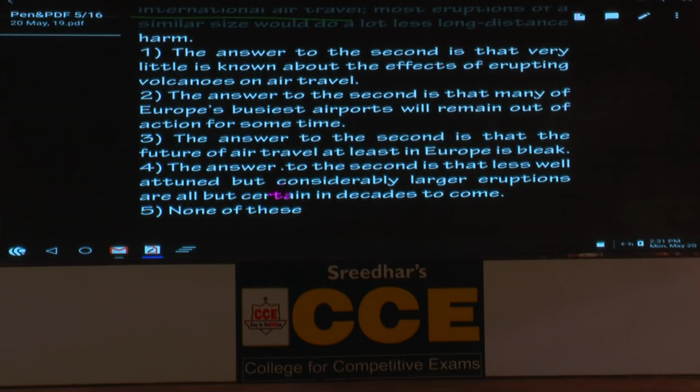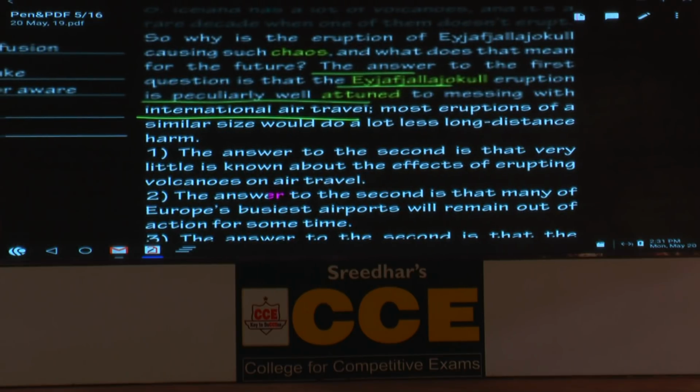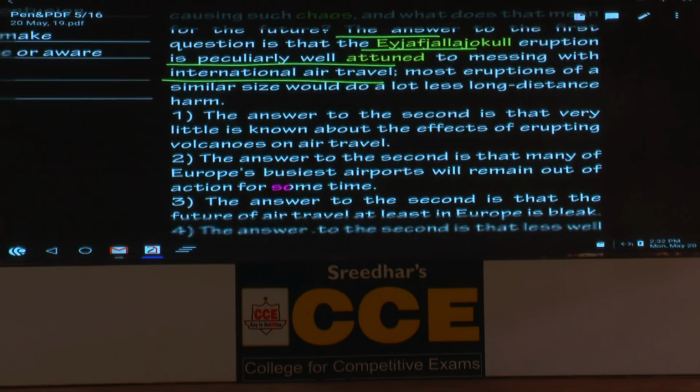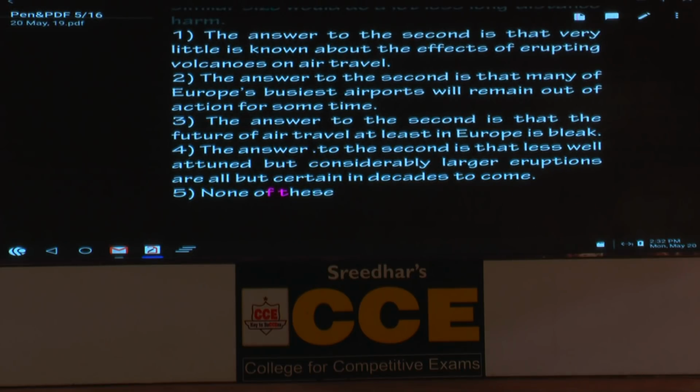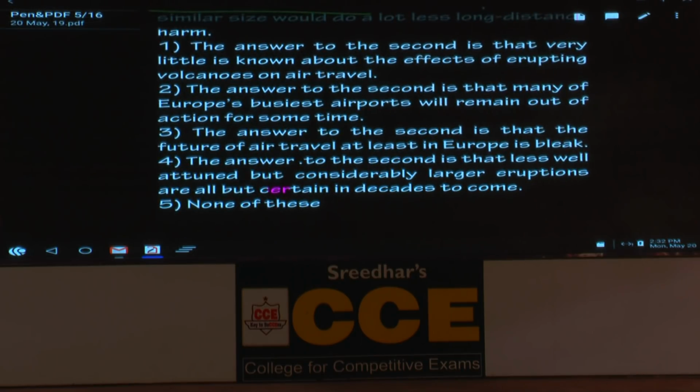First question, he gave the answer. What is the answer? Peculiar to messing with international air travel. The key words here, international air travel. Now, the answer to the second is that very little is known about the effects of erupting volcanoes on air travel. He is deviating from the point, so not correct. The answer to the second is that many of Europe's busiest airports will remain out of action for some time. Hold this one, Europe, hold that one.